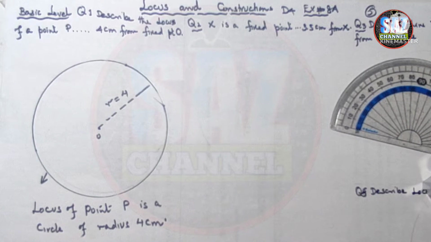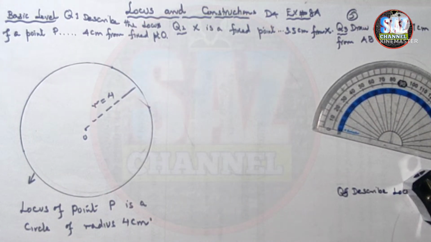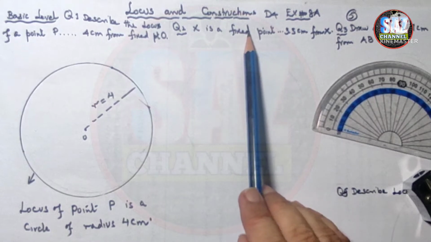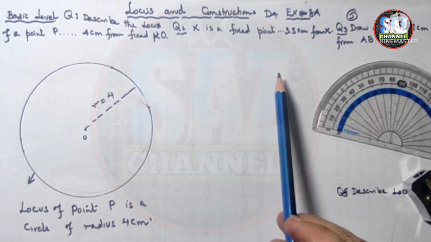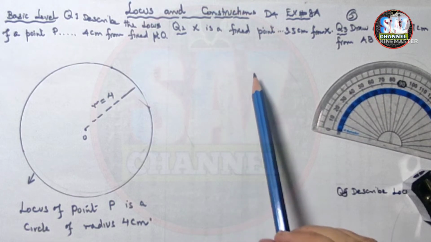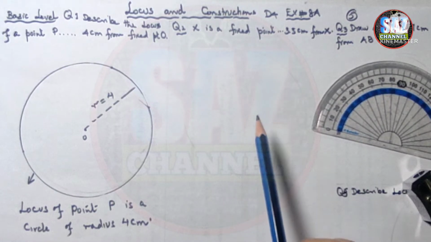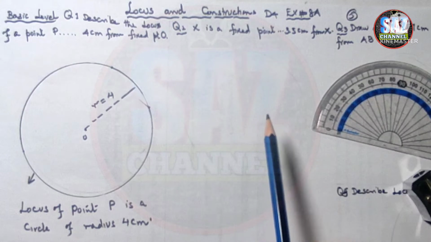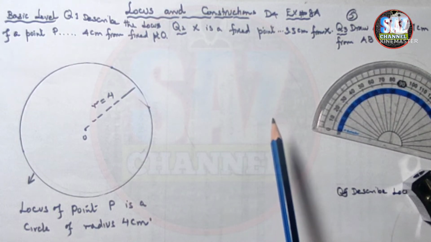Moving to the next question, and the next question says that point X is the fixed point in the given plane, draw the locus of the point P, which is always 3.5 centimeter from point X. Point X is the fixed point. So, recall what locus has one fixed point, in which we have to remain at equal distance from one fixed point, that is the circle.